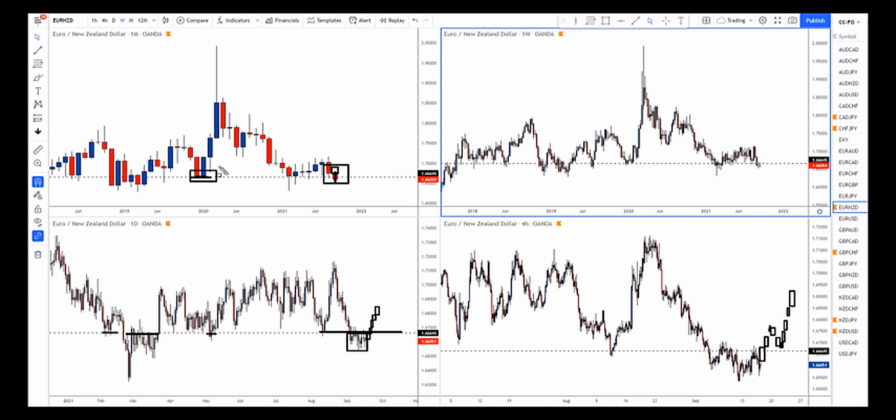Because the monthly chart and the weekly chart is traded by institutional, by the banks. And when you have these people behind your back, you have better odds.